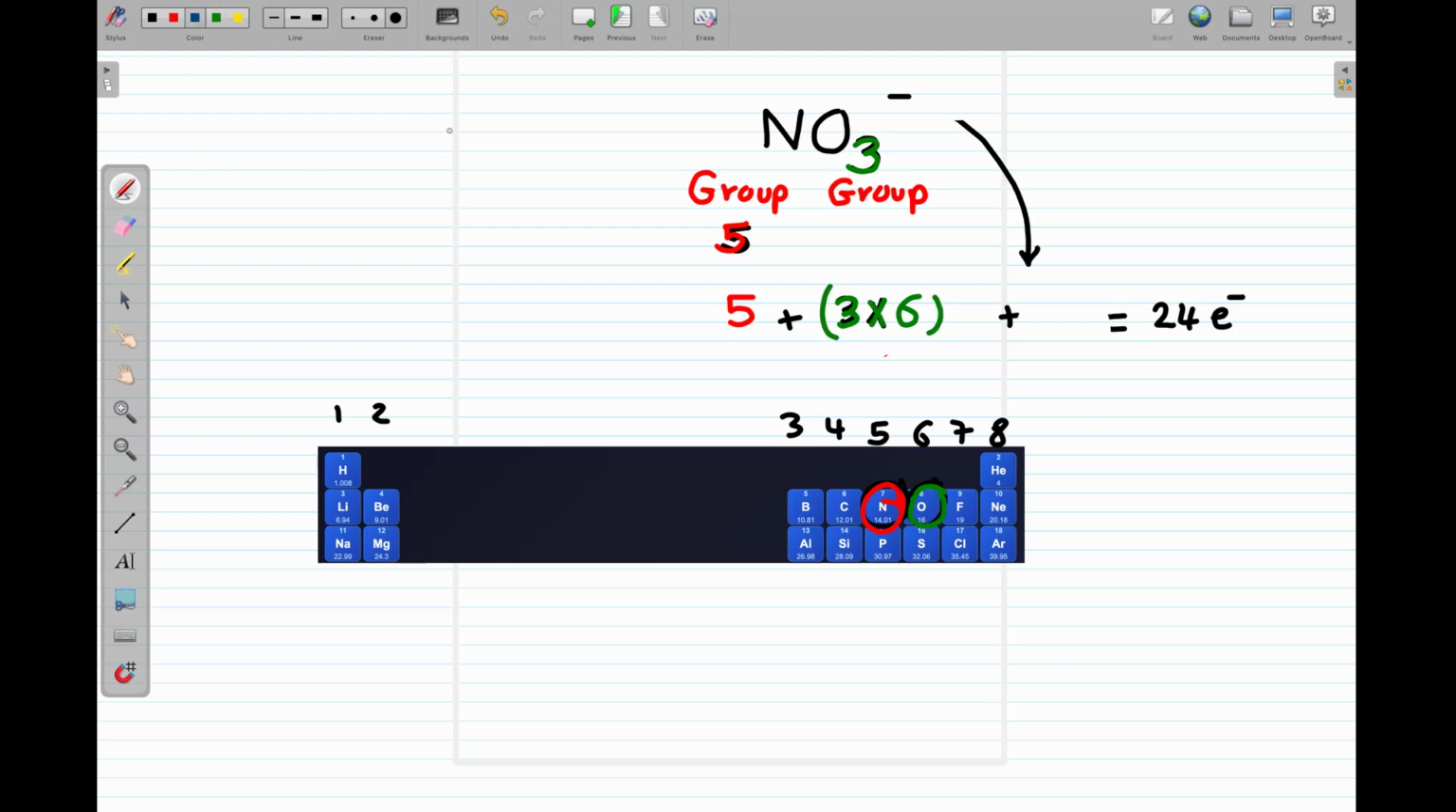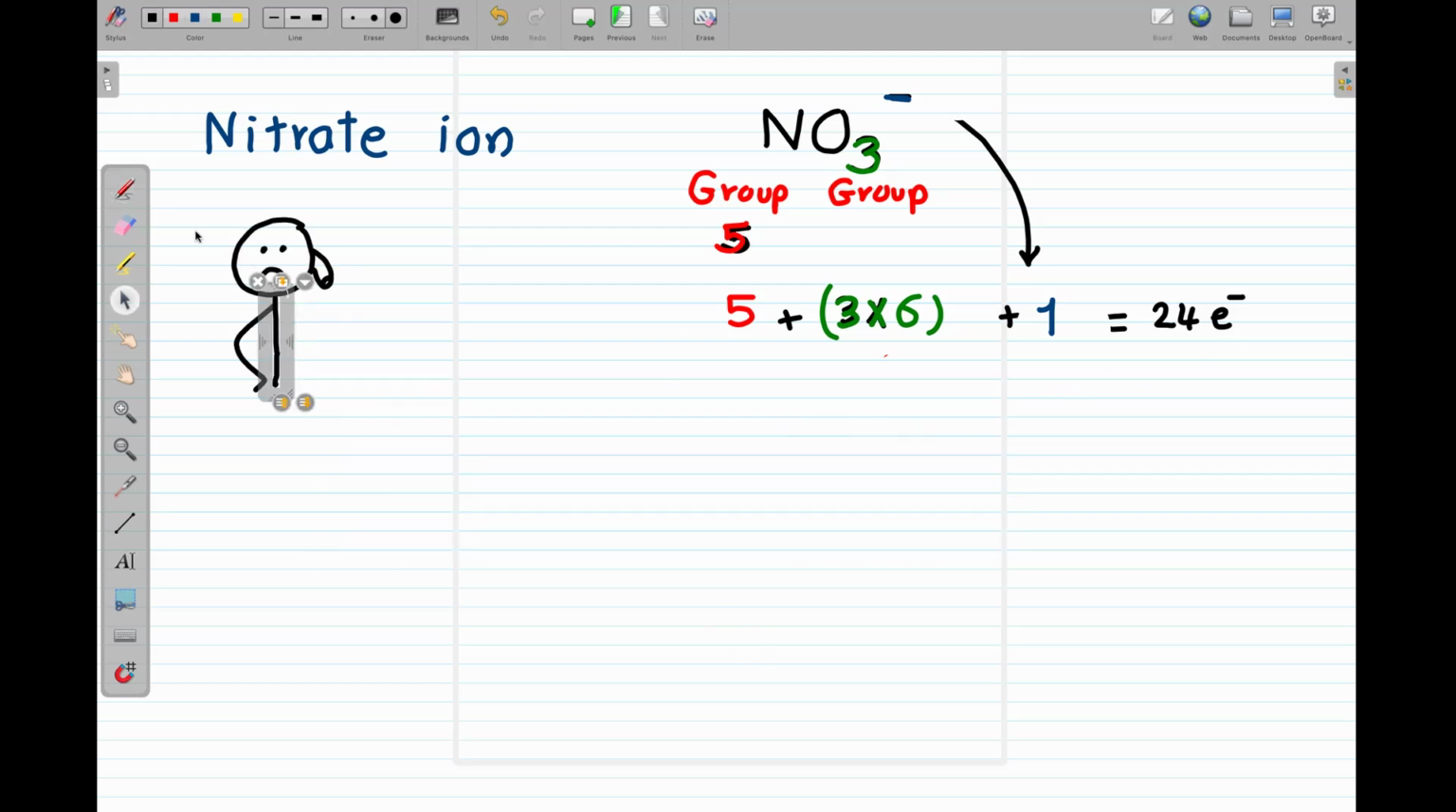Don't forget that the nitrate ion contains 1 extra negative electron. So I will put this one here to make a total of 24 electrons. If you are feeling very confused about what I am doing now, please go back to the video of the Lewis diagrams. You are not supposed to come here yet. 5 plus 18 plus 1 is 24 electrons.